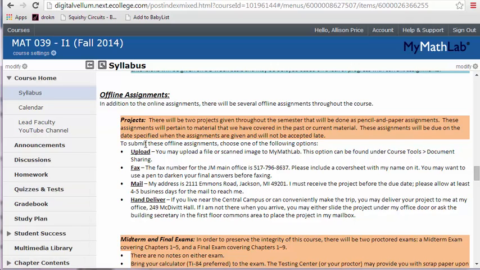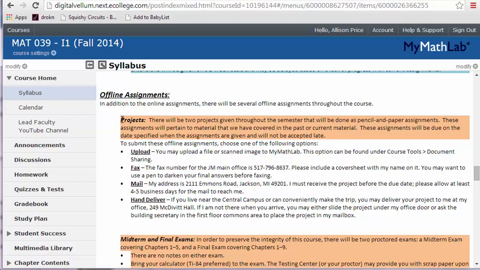There are a few assignments that you would need to do on pencil and paper. These are called offline assignments. You would print these assignments, complete them, and hand them back in, or there are a couple that you could complete in a word processor, such as Word or OpenOffice.